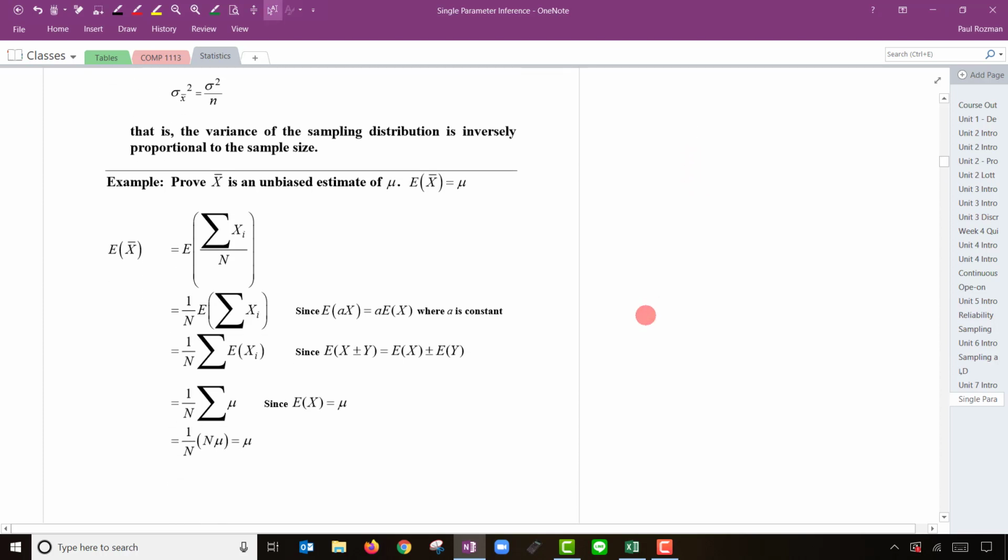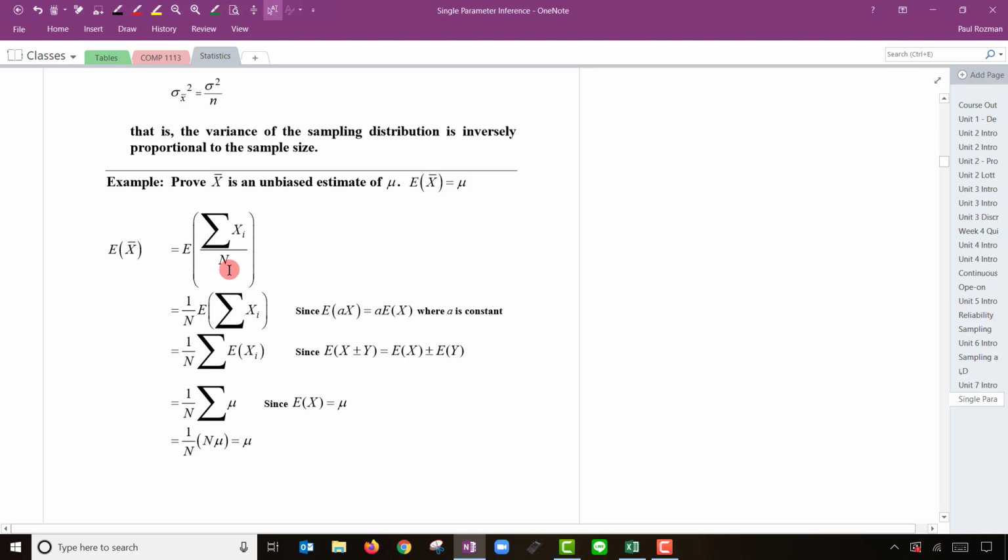I just sketched out the proof for the expected value of X bar equaling mu, proving that X bar is an unbiased estimate of mu. I basically just ground through the algebra a little bit. The expected value of X bar is the expected value, and I just replaced the formula for X bar with the sum of the x's over n.